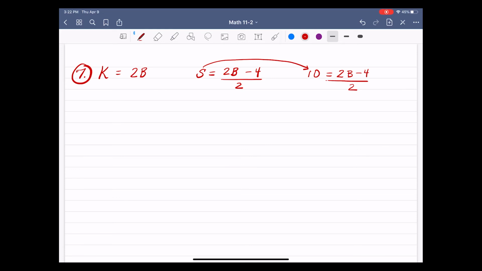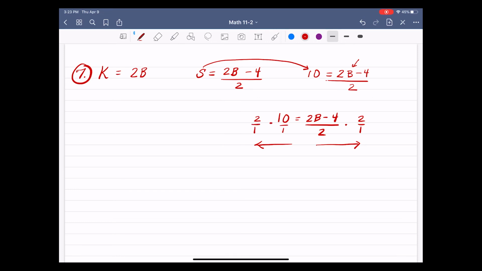So let's solve for B right here. Let's find out what B is going to equal. So I'm going to write this over here. 10 equals 2B minus 4 divided by 2. The first thing we've got to get rid of is that division. So we're dividing by 2, so we're going to multiply by 2 over 1. We have to multiply the right side of the equation by 2 over 1, so now we have to multiply the left side of the equation by 2 over 1.